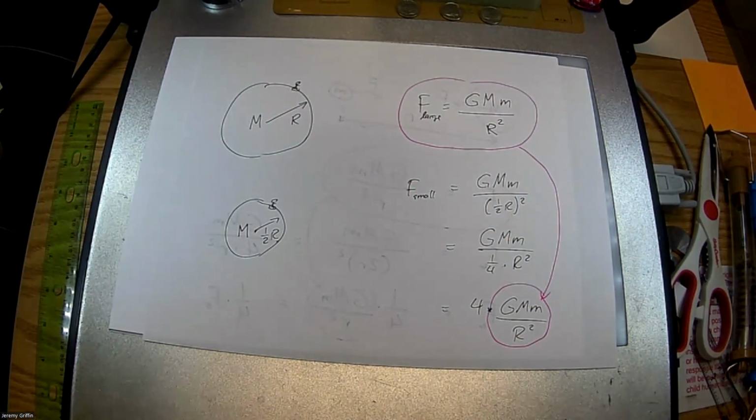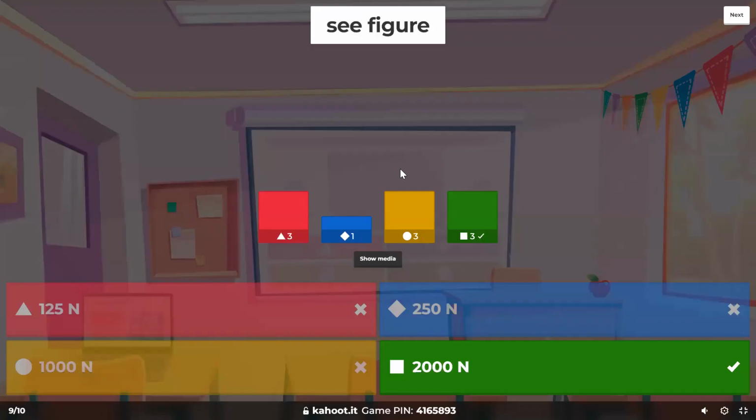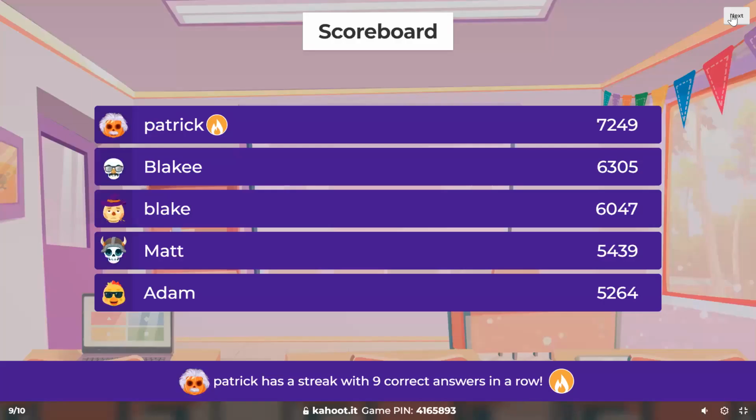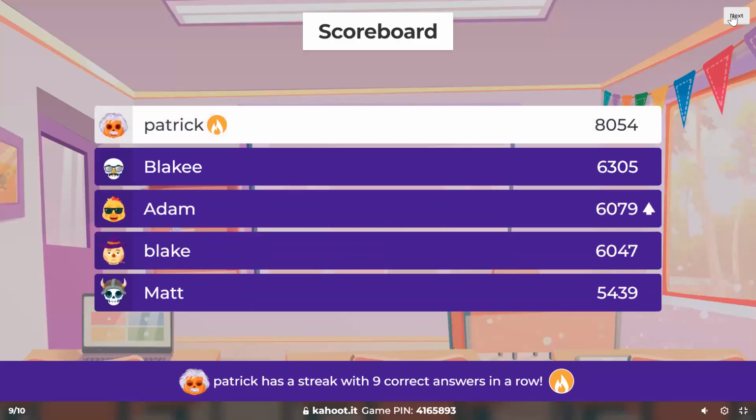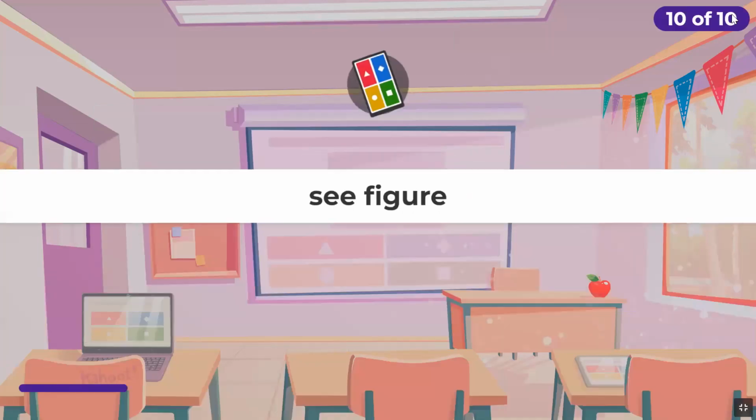Yeah, that's a fun one. All right, let's see how you guys did here. Is it here? All right, got a few winners. I got Matt, Blake, Adam, Blakey, and Patrick in there. All right, for the win.